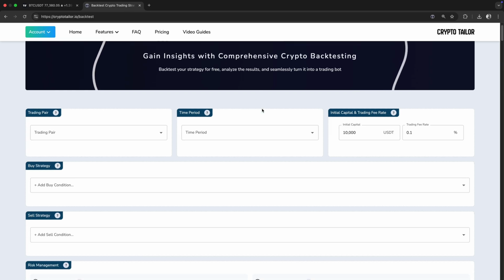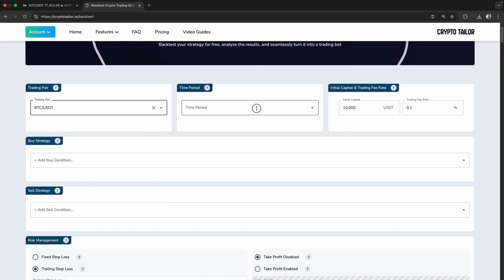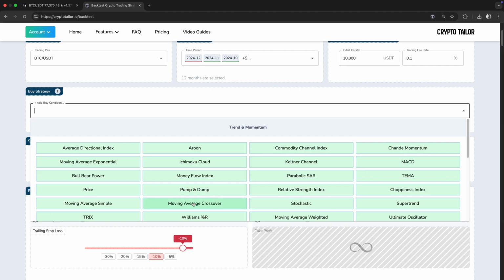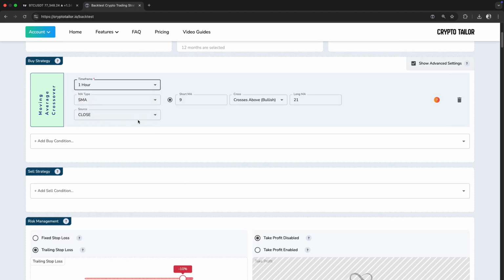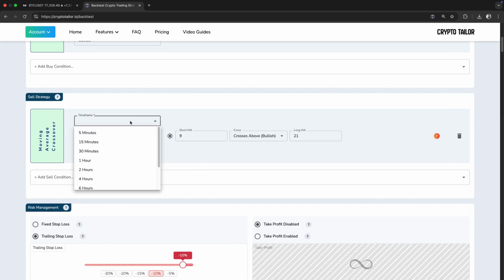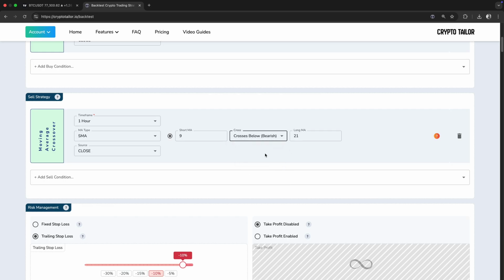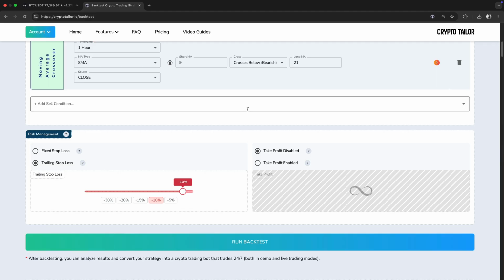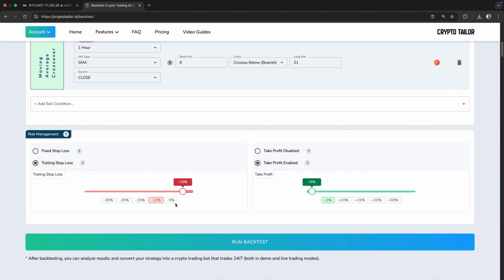So in the backtesting page, I choose the trading pair as Bitcoin and select the entire year of 2024 as the period. For the buy strategy, I select moving average crossover, set the time frame to 1 hour, and choose the condition where the short moving average crosses above the long moving average. For the sell strategy, I again select moving average crossover, set the time frame to 1 hour, and choose the condition where the short moving average crosses below the long moving average. By the way, all of these settings, such as the lengths or the type of moving average, are fully configurable, so you can test different setups to see what works best. And for risk management, let's set both the take profit and stop loss levels to 5% and run the backtest.